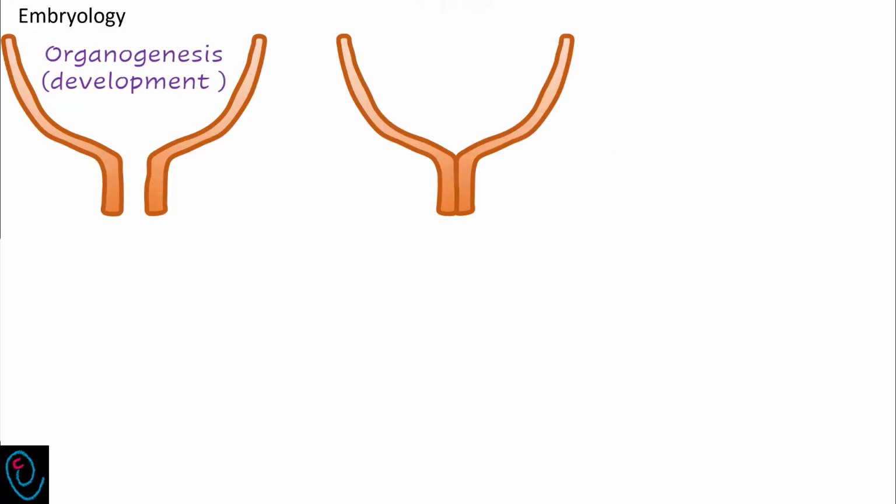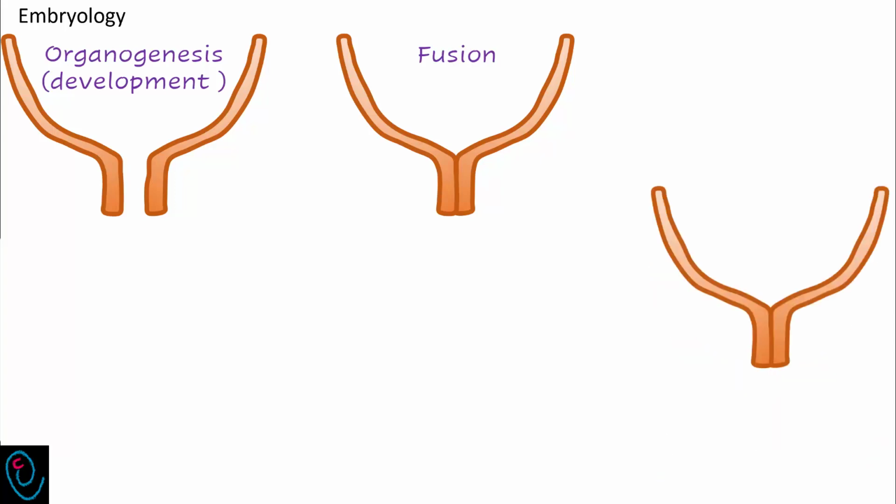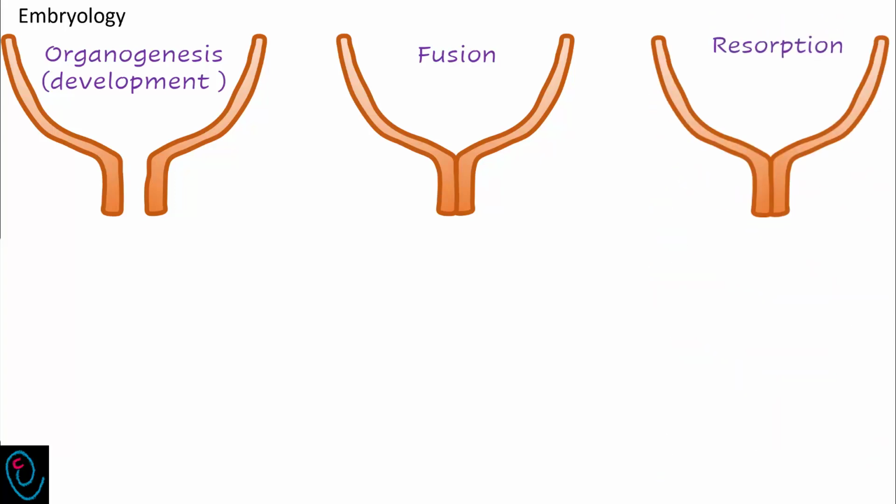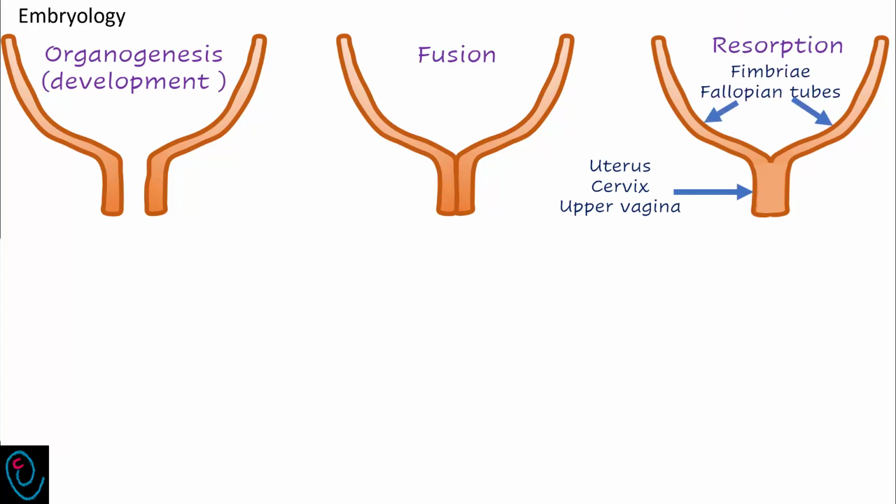In the female embryo, internal genital organs develop from 2 Mullerian ducts. The caudal portion of the Mullerian ducts fuse to form the uterovaginal canal. The septum between the 2 Mullerian ducts is reabsorbed, forming a single cavity. The fused part of the Mullerian duct will form the uterus, cervix, and the upper vagina, while the unfused portion will develop into fimbria and fallopian tubes.